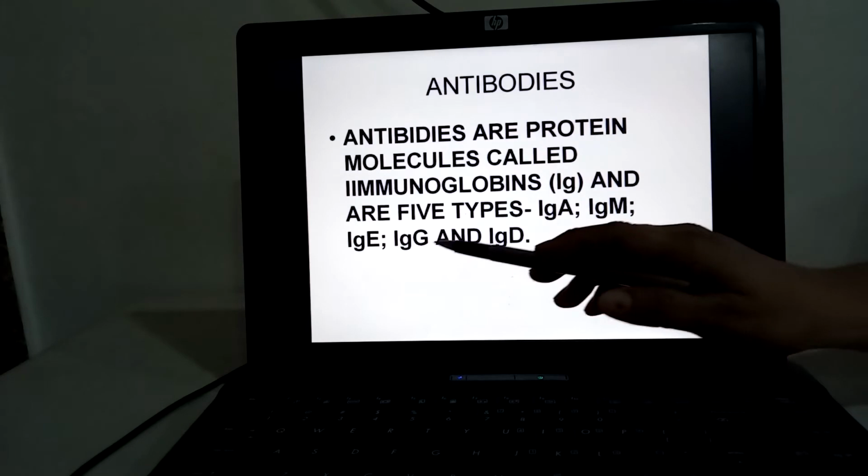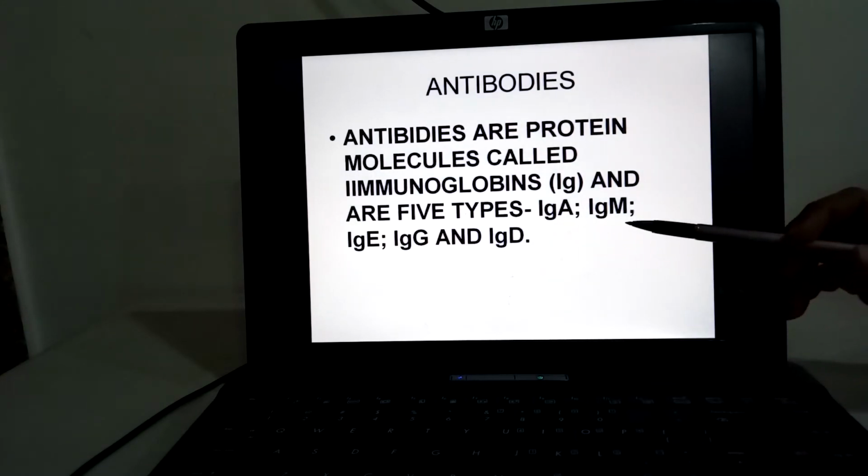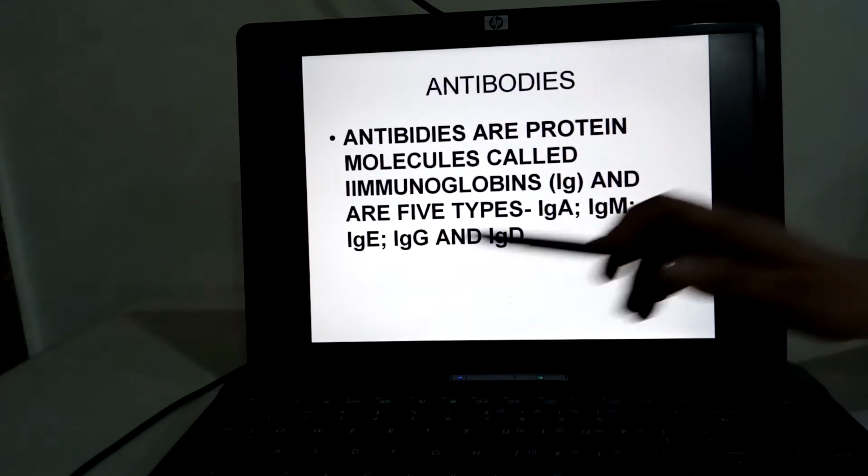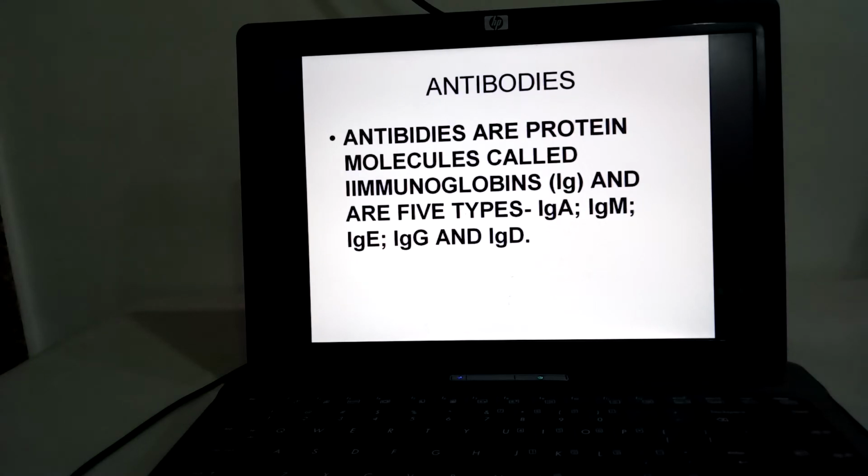IgG, then IgM and IgA. These 3 antibodies are found in abundance in colostrum. What is colostrum? Colostrum is the first milk which is given to the newly born child. So that is rich in antibodies. It is actually rich in all types of antibodies, but these 3 antibodies, I am repeating, IgG, IgM and IgA, are on a higher side in the colostrum.